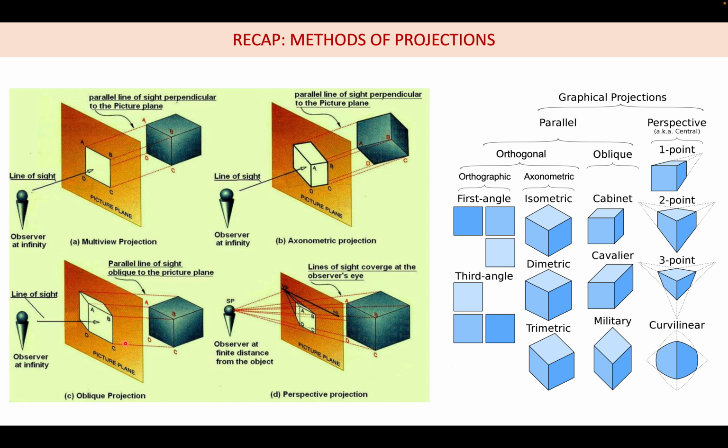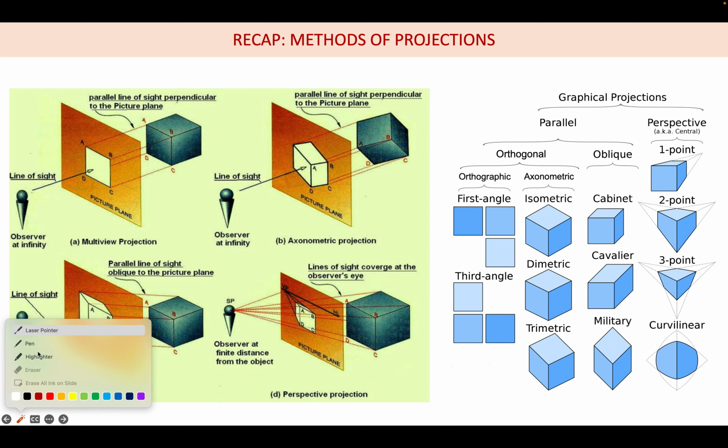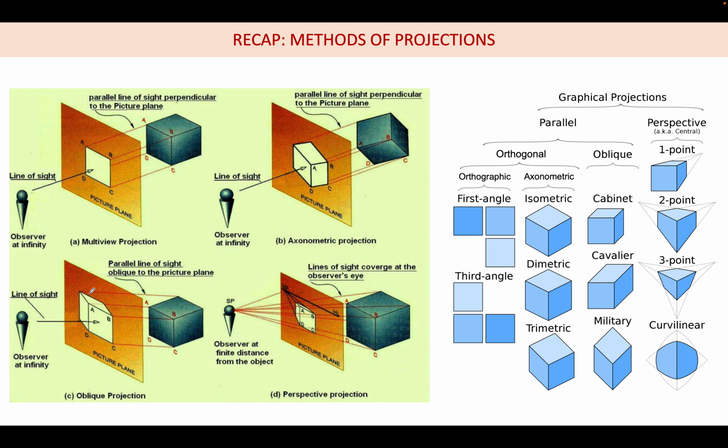Here you can see the third one is oblique projection. The object is parallel to the projection plane, and the projectors are parallel to each other, but they are inclined to the projection plane. They are not perpendicular. If I take the pen, so this is some angle.